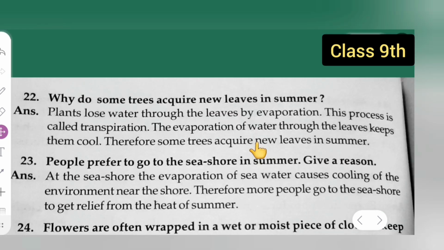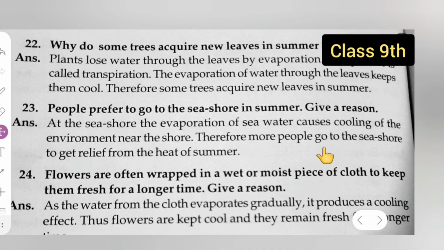Moving towards the next question, that is, why do some trees acquire new leaves in summer? Answer: plants lose water through the leaves by evaporation. The process is called transpiration. The evaporation of water through the leaves keeps them cool. Therefore, some trees acquire new leaves in summer.